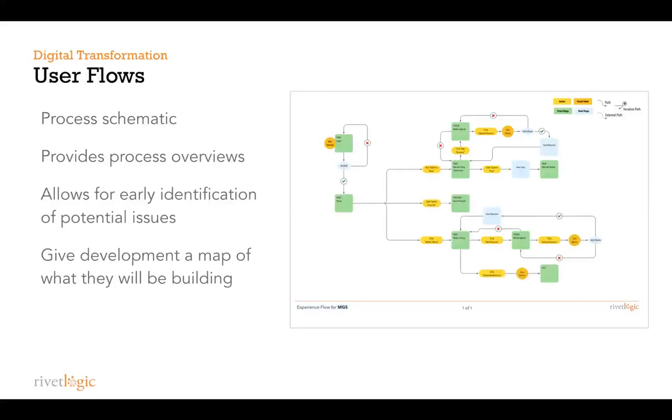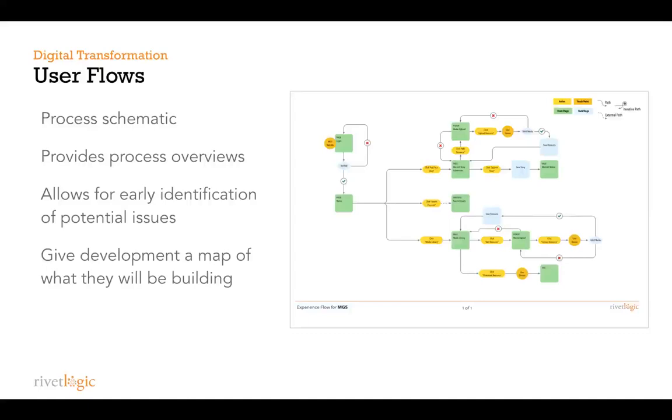And by creating a user flow, we can double check and say, okay, have we thought about what happens if they click on this? Have we thought about what happens if the information that they input into a data field isn't valid or not? So it's a double checking to make sure that we have covered everything that we need to cover.